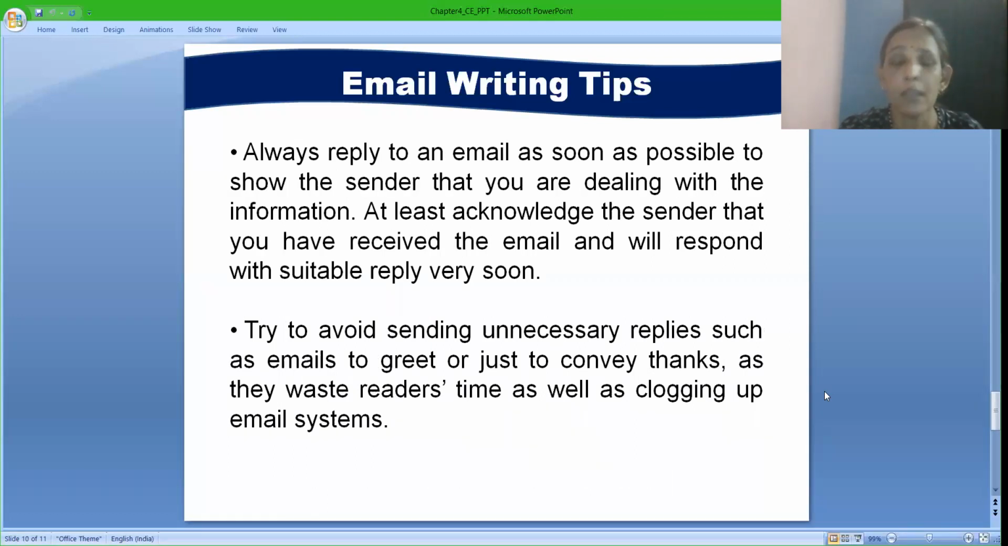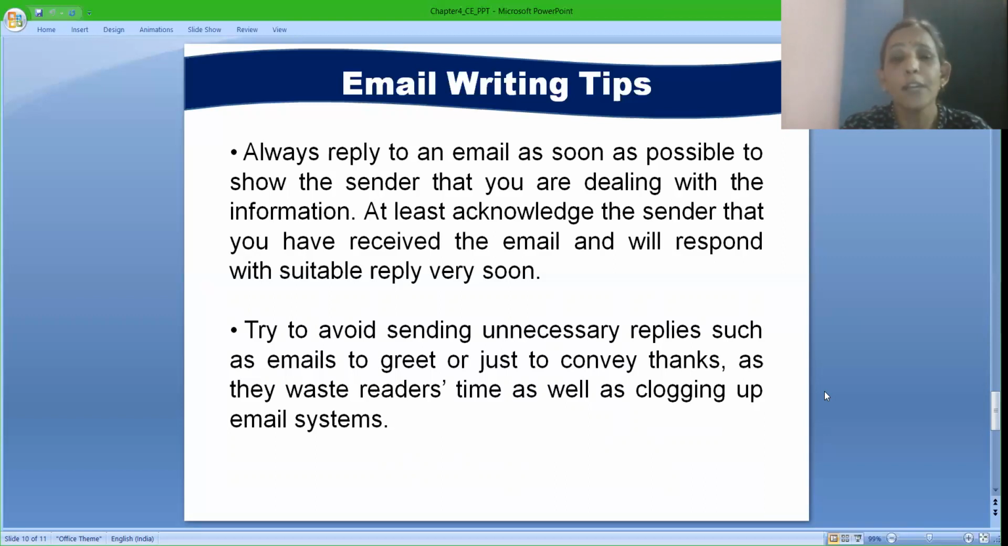Reply to the email. It is very important to answer the mail that you have received. If you do not answer, the person may think that you did not receive it. So to acknowledge and to make the other person understand that yes, you have gone through the mail and you know what is being delivered to you, it is very important that you reply to the email.